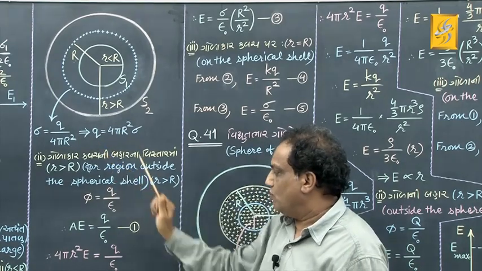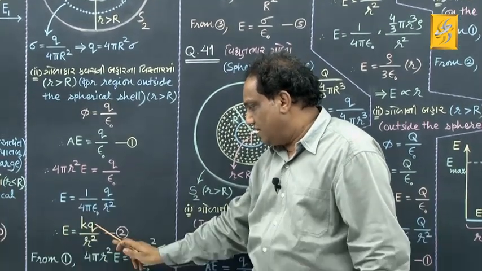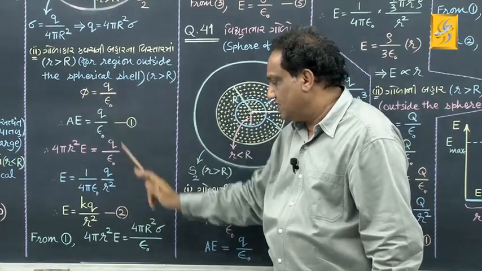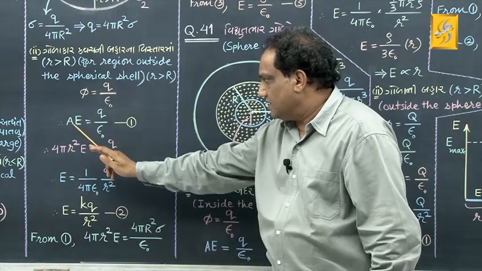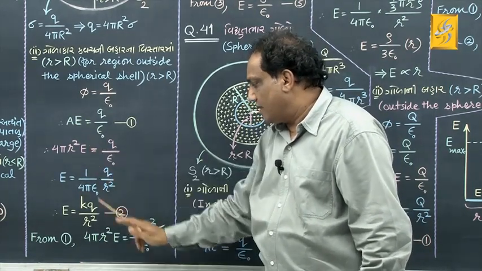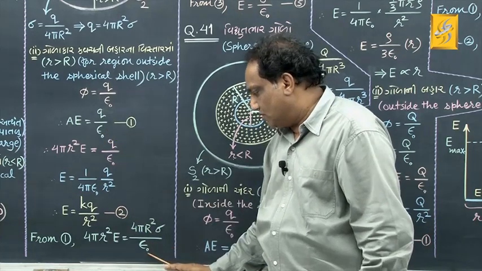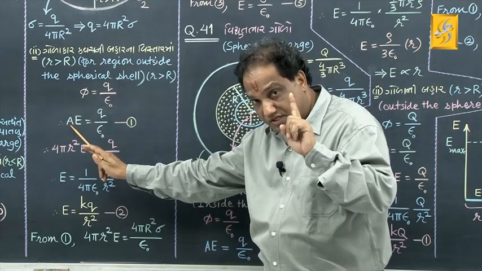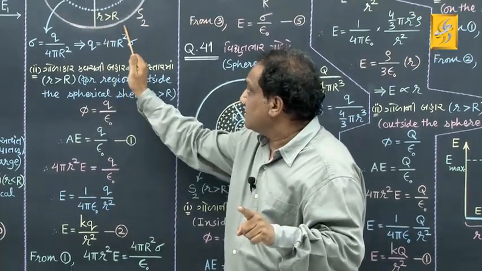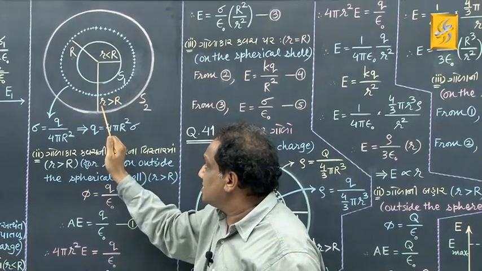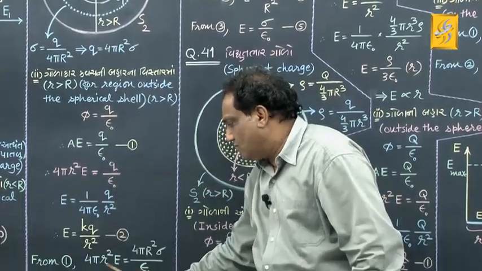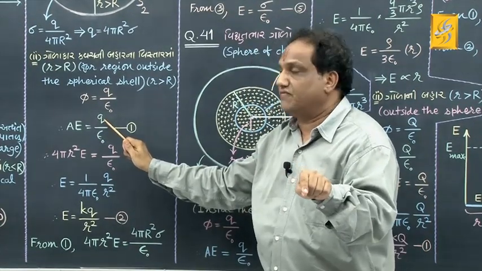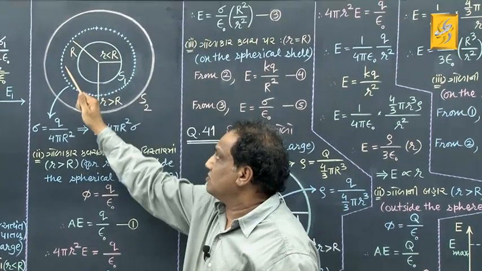Place this value of q over here. This q is 4 pi R square sigma. This A is 4 pi r square into capital E divided by epsilon 0. Take care, this capital A is the surface area of the considered Gaussian surface. Its radius is small r, that's why I am putting here 4 pi small r square. And this is the charge enclosed by the considered Gaussian surface.